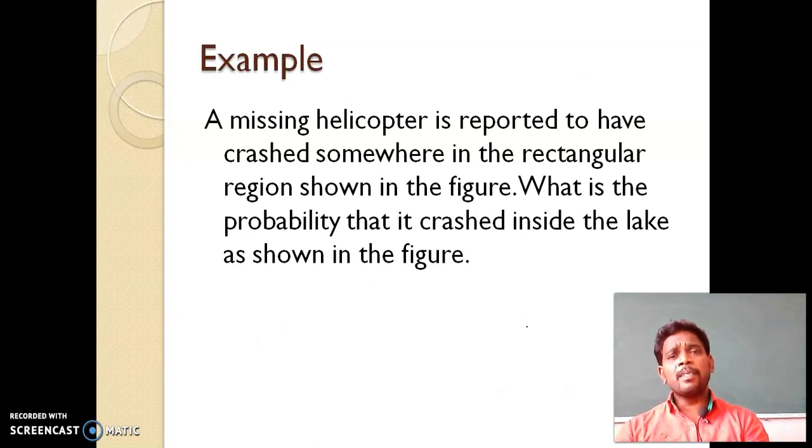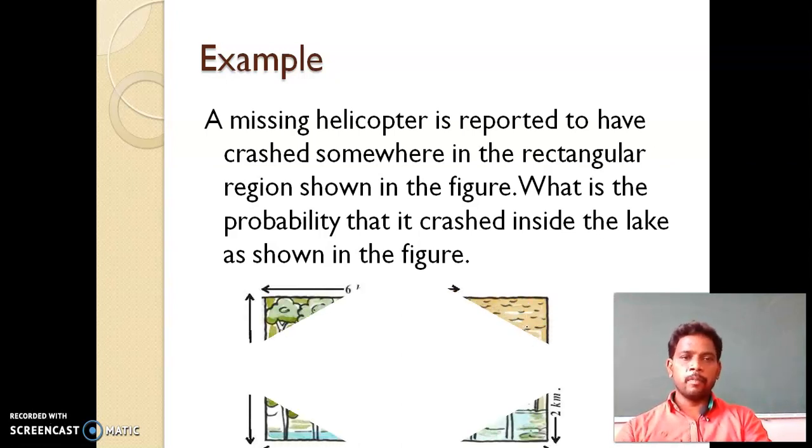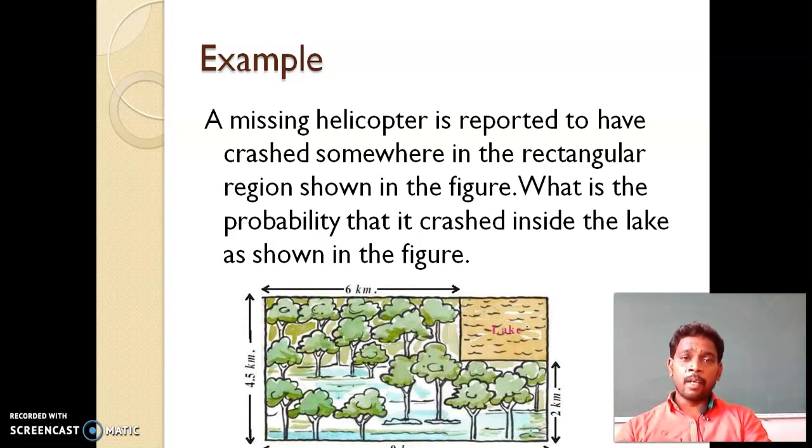Look at the next question. A missing helicopter is reported to have crashed somewhere in the rectangular region shown in the figure. What is the probability that it crashed inside the lake as shown in the figure? Look at the diagram. It is a rectangular region. The length of the rectangular region is 9 kilometers, and the breadth of the rectangle is 4.5 kilometers.